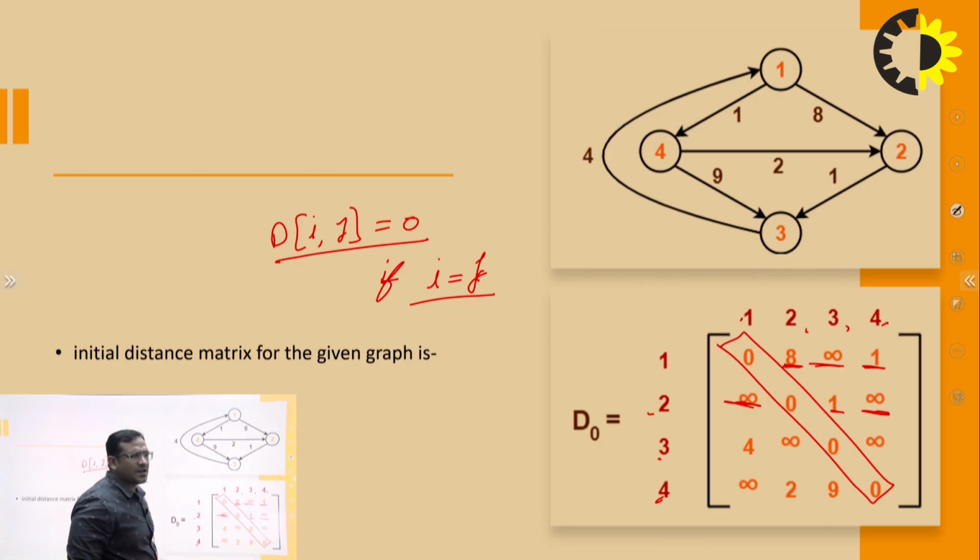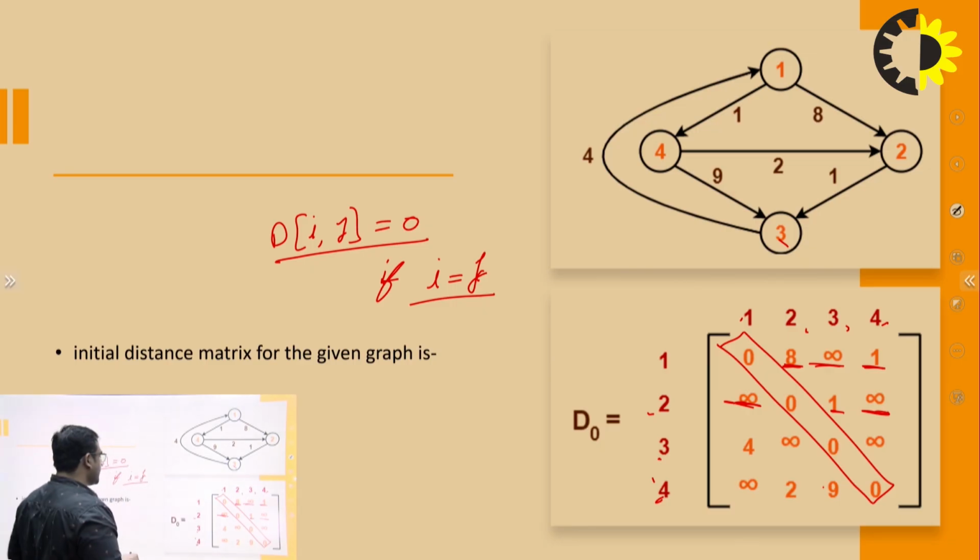Similarly, you can take another one like 3 to 1. 3 to 1 is this one, so the edge is 4. 3 to 2, there is no direct connected edge, infinity. 3 to 4, there is no direct connectivity, that is infinity. Next, 4 to 1 is infinity because there is no direct connection. 4 to 2 is 2. And 4 to 3 is 9. So this is the way you can create the initial matrix.